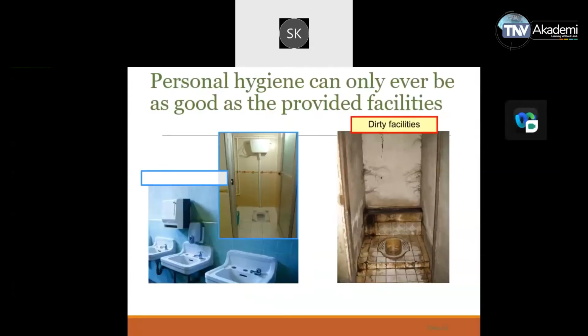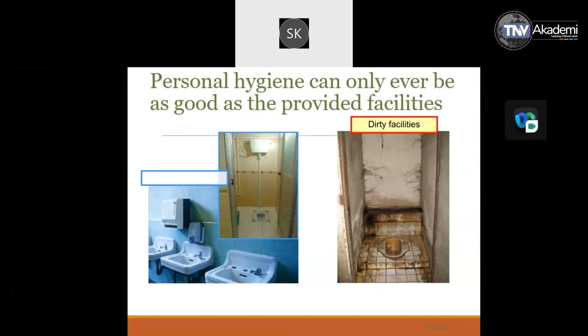So personal hygiene can only ever be as good as the provided facility. If facilities are provided in good condition, there will be fewer chances of cross contamination. If you have a dirty facility, there will be a number of microorganisms and microflora there. When you go to the amenity or toilet area and then go to the production area, there is a chance of cross contamination.